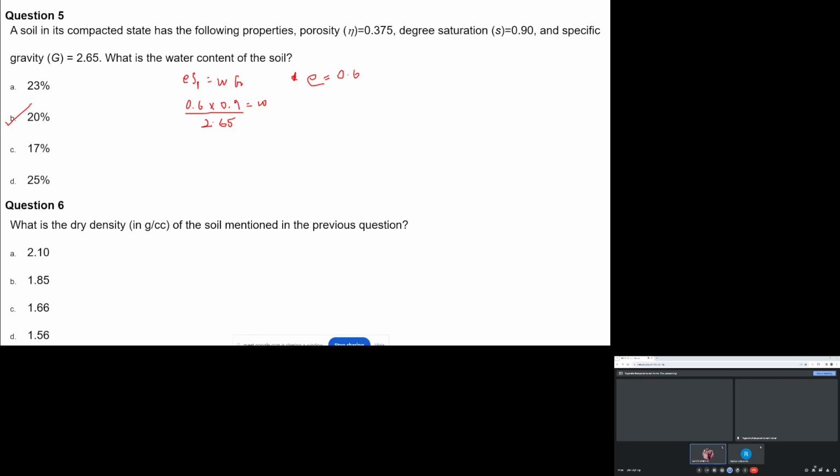Yes, sir. The other person, are you getting this? Yes, sir. Getting, but your writing screen is not visible, sir. Writing screen? Pen is not visible.